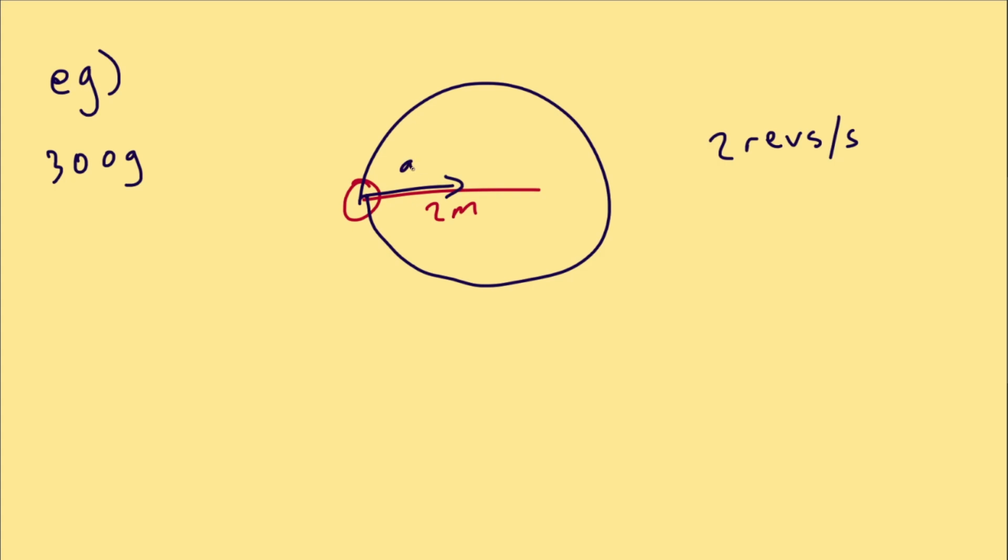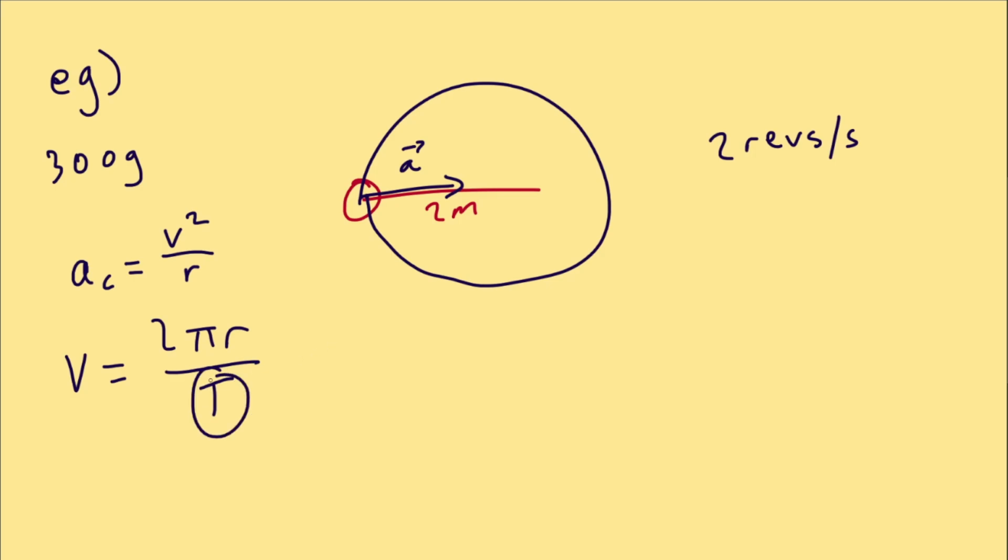Which is this, remember? Well, let's use our new formulas. We're looking for the centripetal acceleration. So the centripetal acceleration is given by velocity squared over radius. But we don't have velocity. Velocity is circumference over time, but we don't have time. So time is 1 over f.